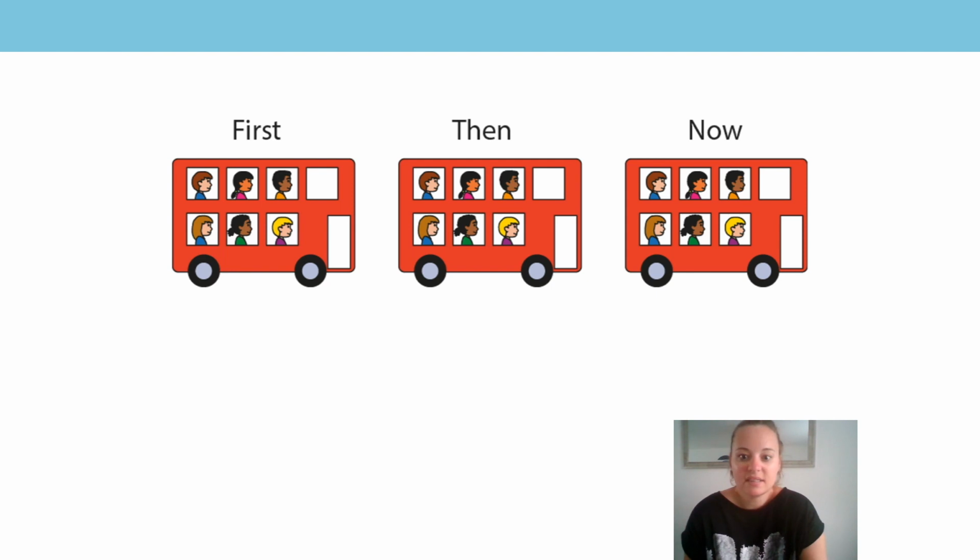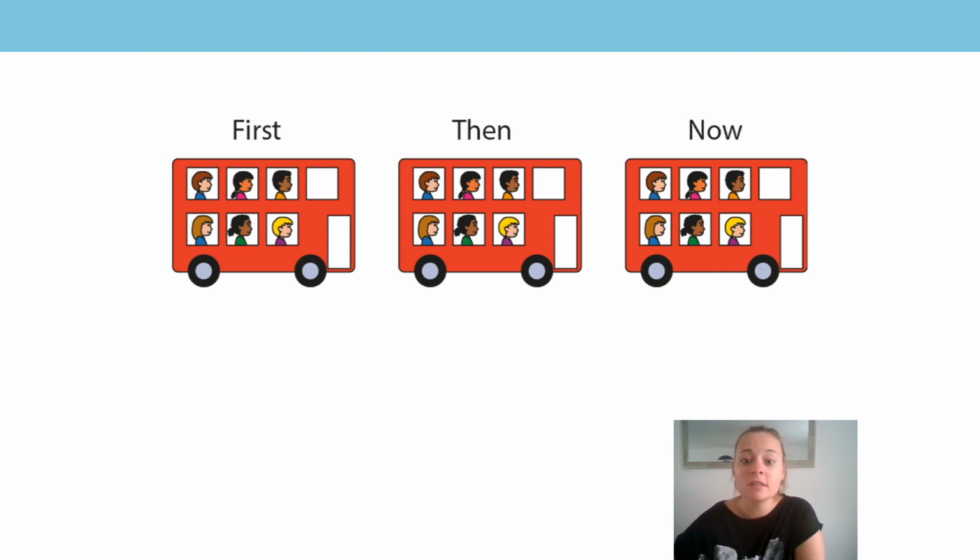Yeah, there's still 6 people on the bus. So let's talk through it again. 6 children are on the bus. It stops off at the bus stop and 0 children get on. Nobody gets on. There's nobody there waiting. So how many children are there now? There's 6 children on the bus.